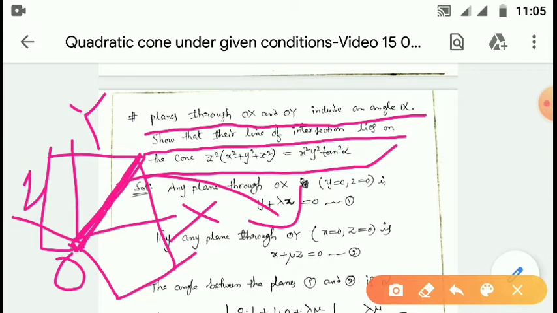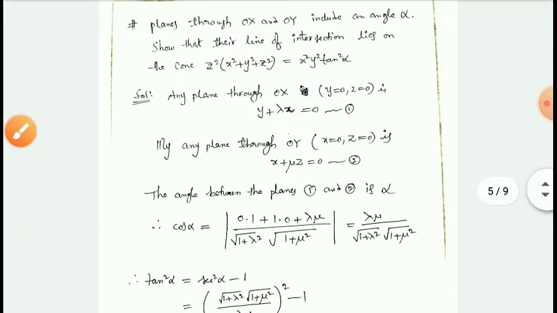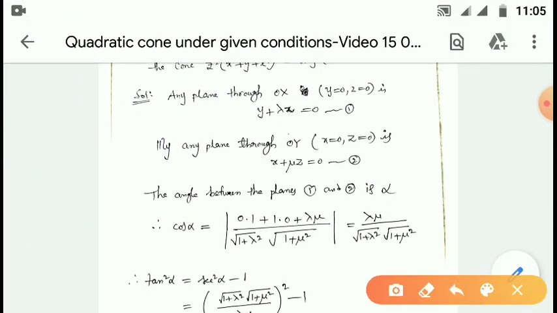z square into x square plus y square plus z square is equal to x square y square tan square alpha. That means this line lies on the cone. So actually, what is the equation of OX, the x-axis? y is equal to 0, z is equal to 0. Therefore, any plane passing through the x-axis is y plus lambda z is equal to 0, where lambda is a parameter.